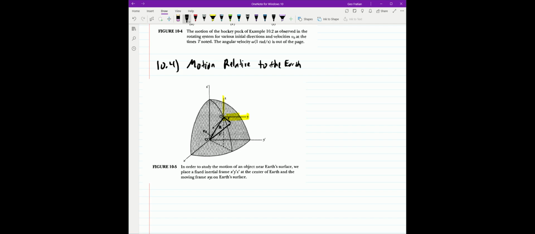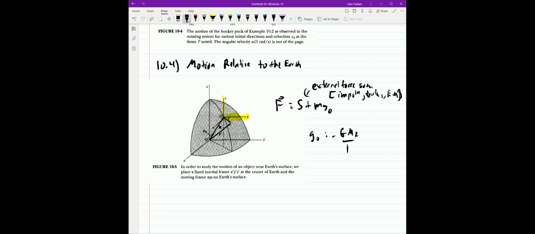We can then apply our equations to get the dynamical motion, and we can talk about the forces in the fixed inertial system as F equals S plus m g naught, where S is the sum of external forces, stuff like impulse, friction, electricity, magnetism, whatever. And then m g naught is the gravitational attraction to Earth, where g naught is given by the usual negative G M over r squared.